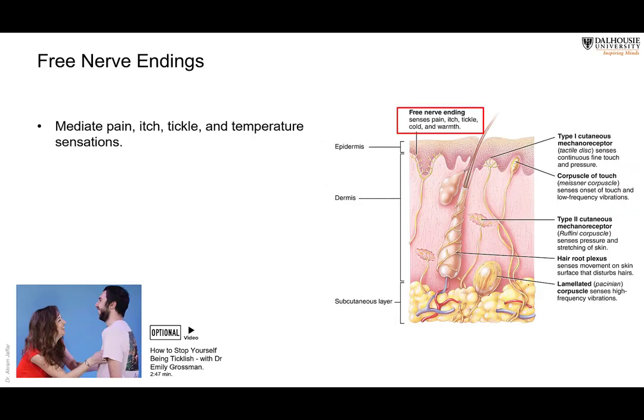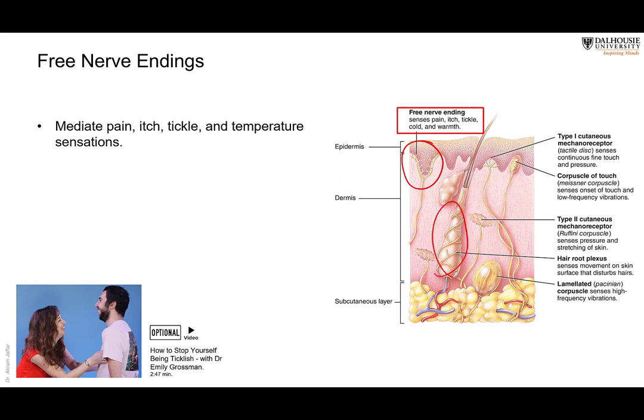Now let's deal with the free nerve endings. Obviously, these are free nerve endings. These free nerve endings that you see here are present in the epithelium, in the epidermis. We said that the epithelium is sensitive, but it has no blood supply, but it is sensitive. So these are the free nerve endings. They can feel itch, tickle, and temperature sensations.